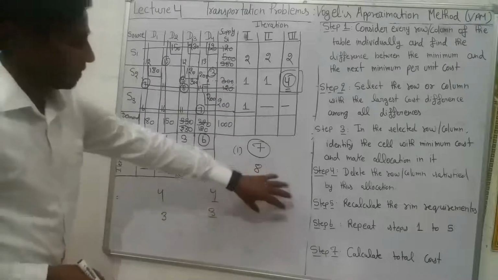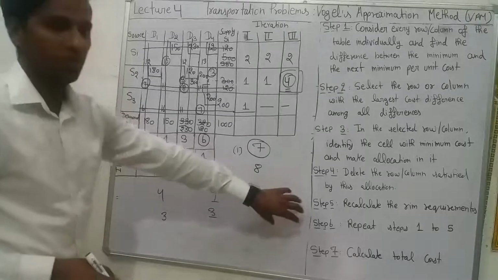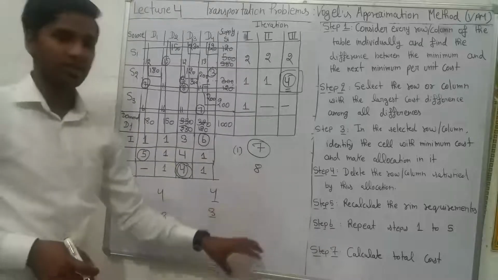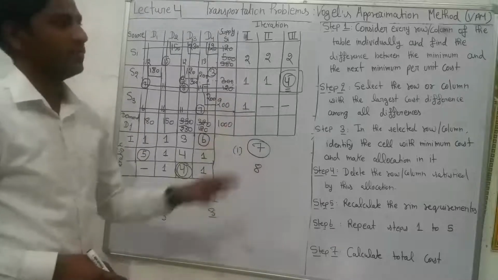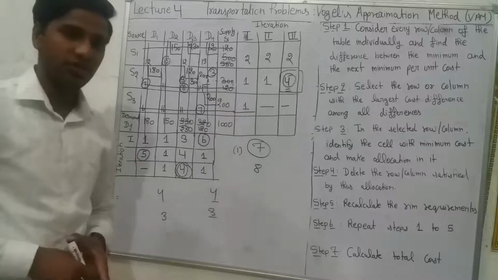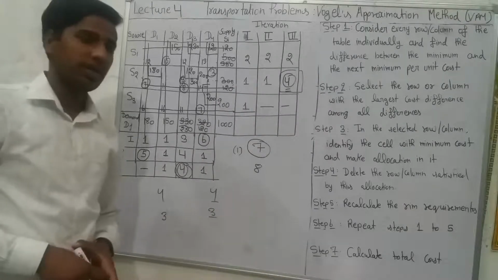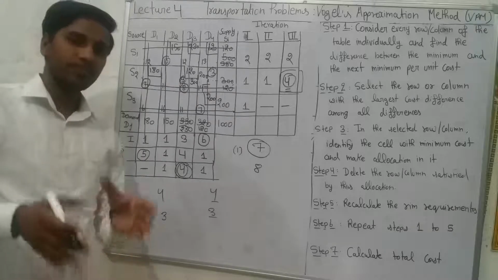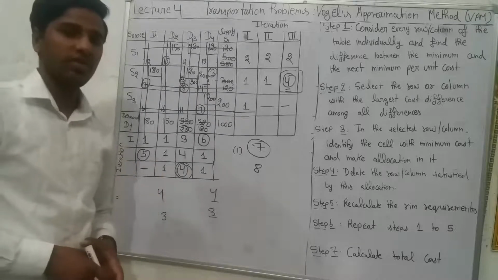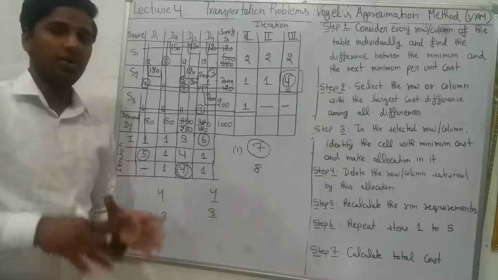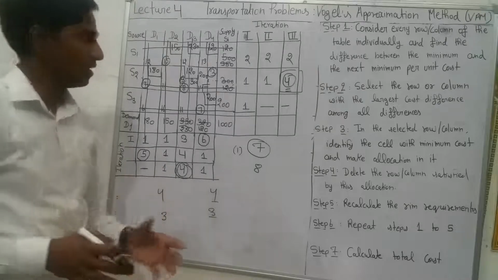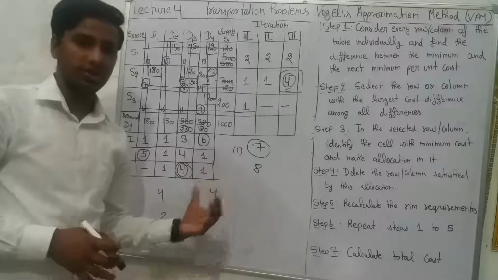In this video we have covered all three methods of calculating initial feasible solutions. In the next video we are going to discuss two methods of checking the optimality of these initial feasible solutions: the modified distribution method approach and the stepping stone method.